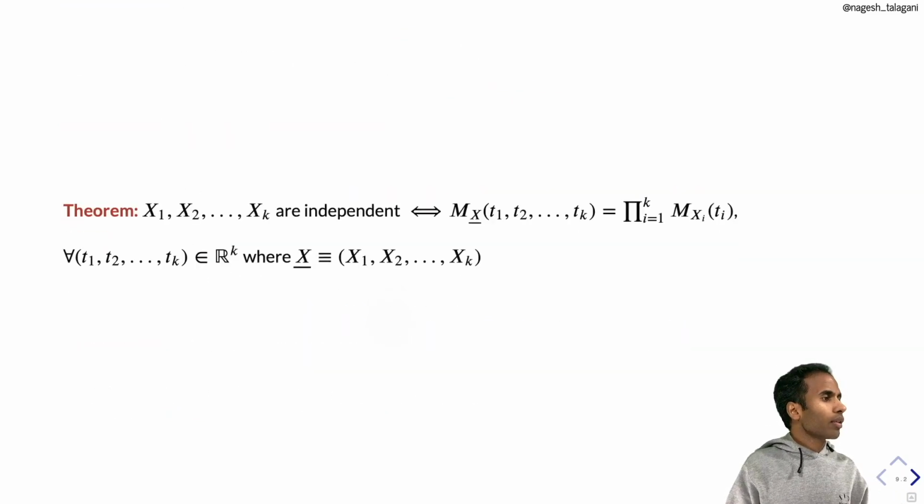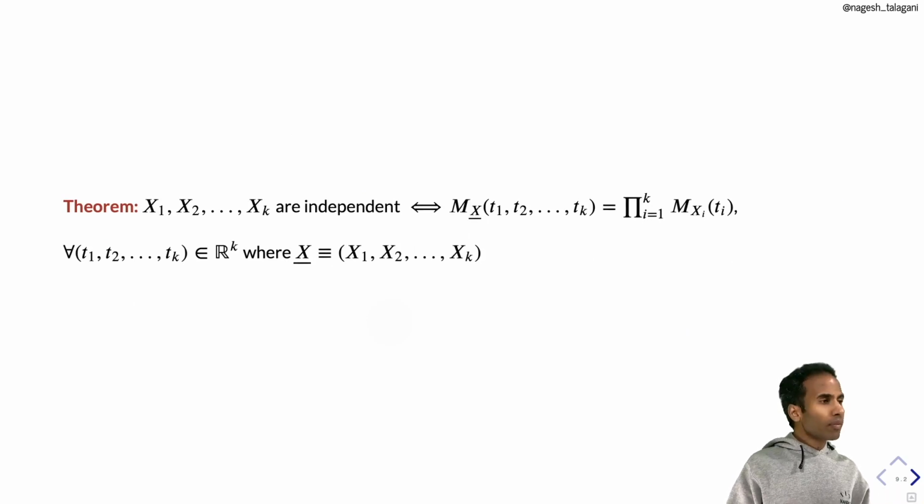Next, here we have a general theorem. x1, x2, ..., xk are independent if and only if the joint MGF of x at t1, t2, ..., tk equals the product of the MGF of xi at ti for i equal to 1 to k, for all points t1, t2, ..., tk in R^k, where x is a k-dimensional vector of k random variables x1, x2, ..., xk.